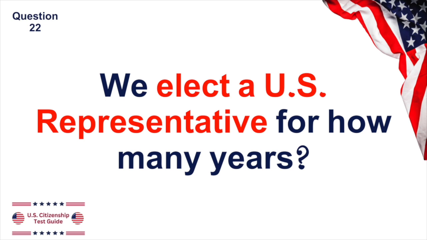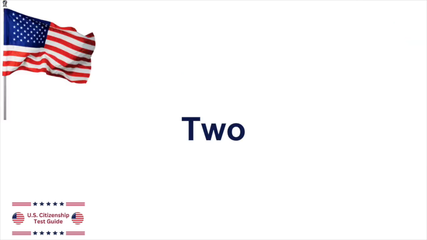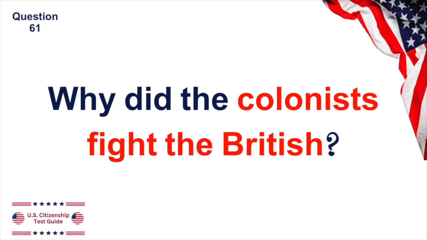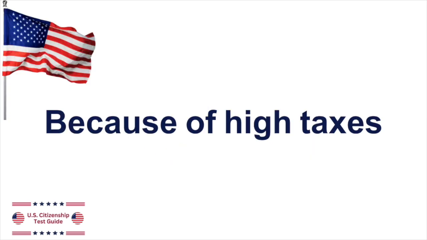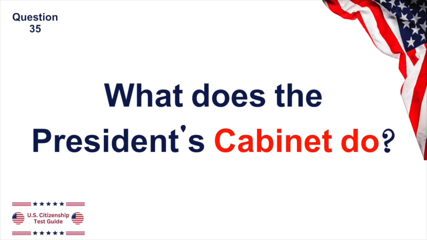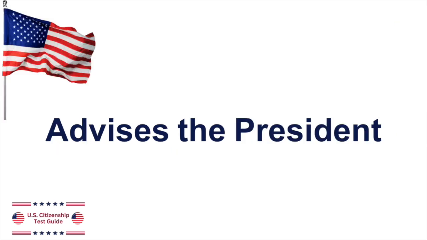We elect a U.S. representative for how many years? Two. Why did the colonists fight the British? Because of high taxes. What does the President's Cabinet do? Advises the President.